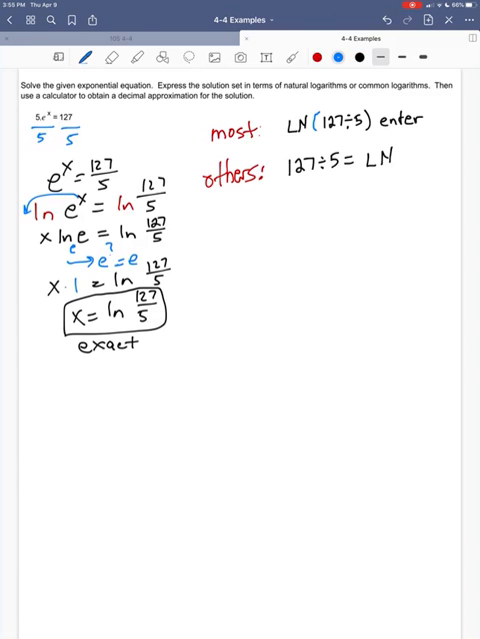Now, whichever way you do this, if you do this and round to 2 decimal places, I get that x is approximately 3.23. And that would be the approximate solution for this equation. So you just want to work with your calculator and be sure you can get that answer.